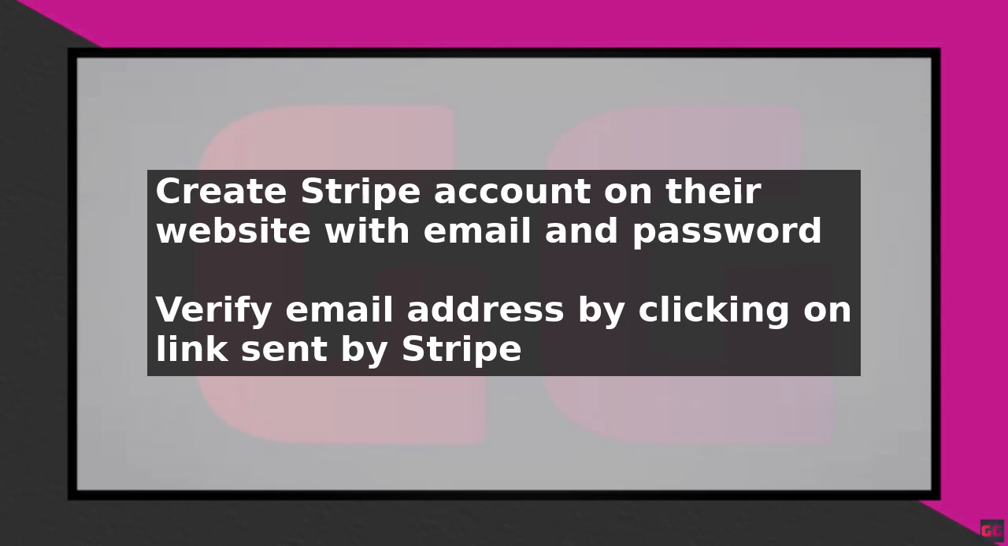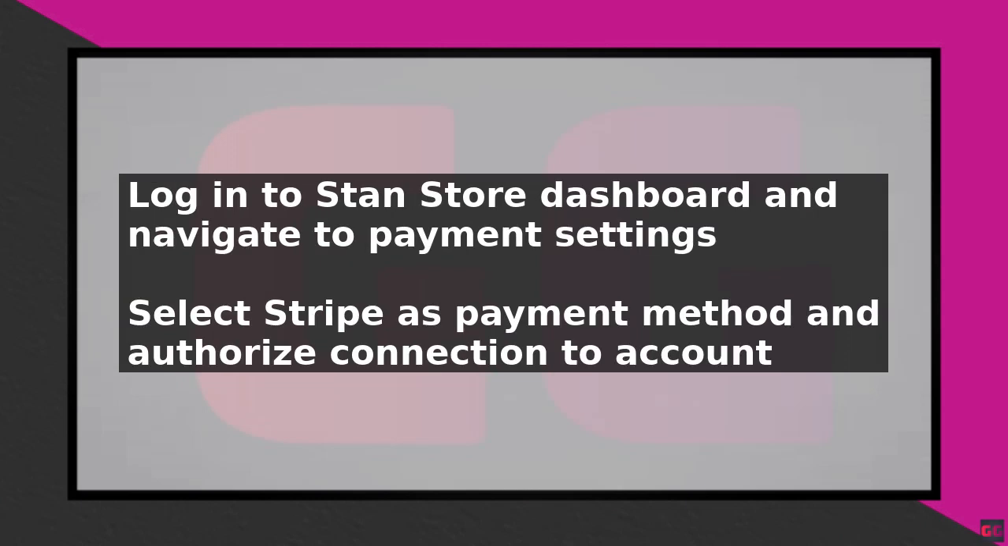Next, log into your Stan Store dashboard and navigate to the Payment Settings section. Click on the Add Payment Method button and select Stripe from the list of available payment gateways. You will be redirected to the Stripe website where you need to authorize Stan Store to connect to your Stripe account. Enter your Stripe account email and password to authorize the connection. Once authorized, you will be redirected back to your Stan Store dashboard.